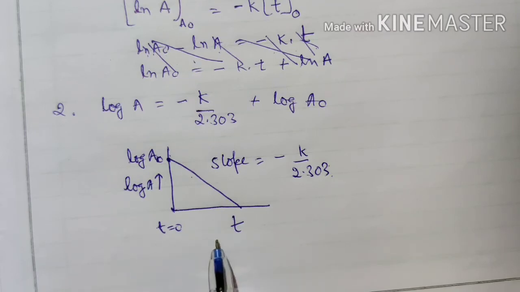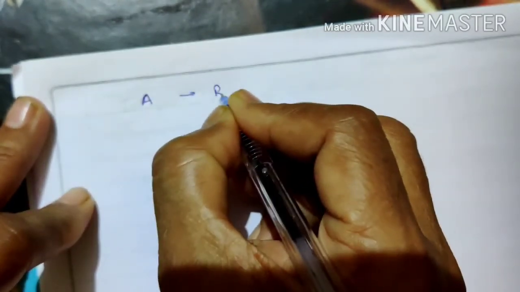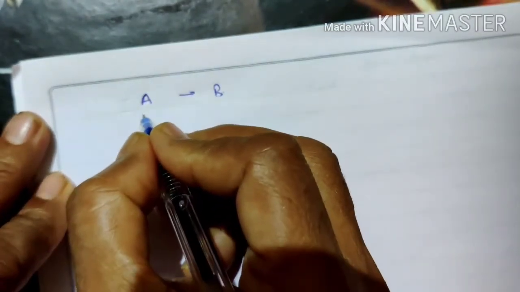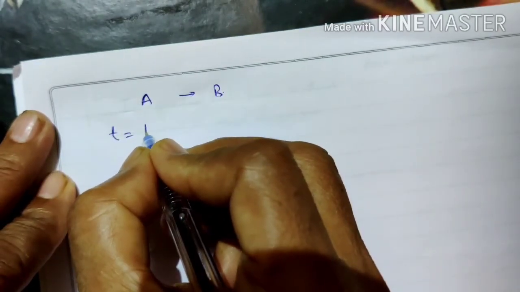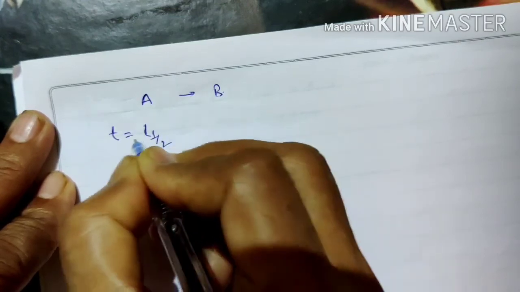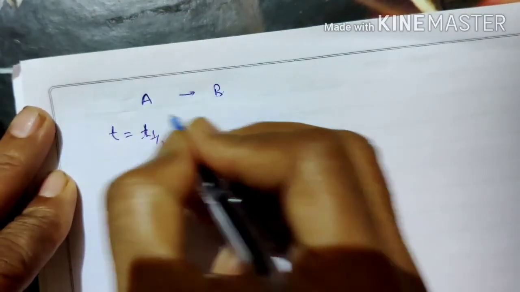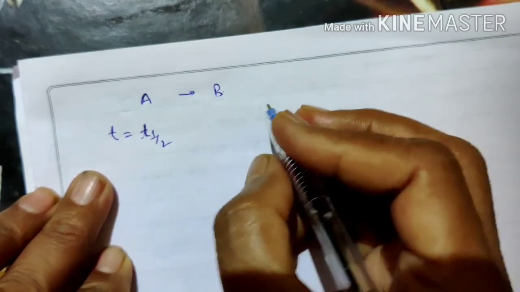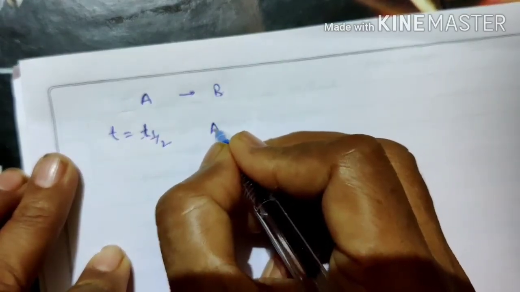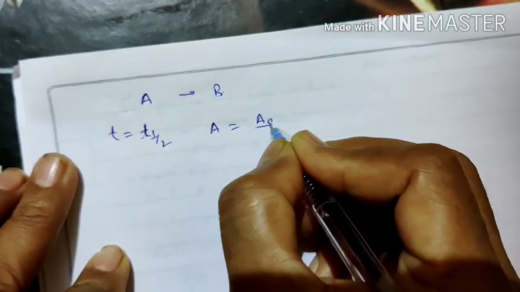So now this is the representation of the first order reaction. Now we'll calculate the t half. The time again we can write for the equation. A changes into B. Now the time required, that t here is equal to t half, that is, half of the concentration is converted into the product. Then A will be equal to A0 upon 2.